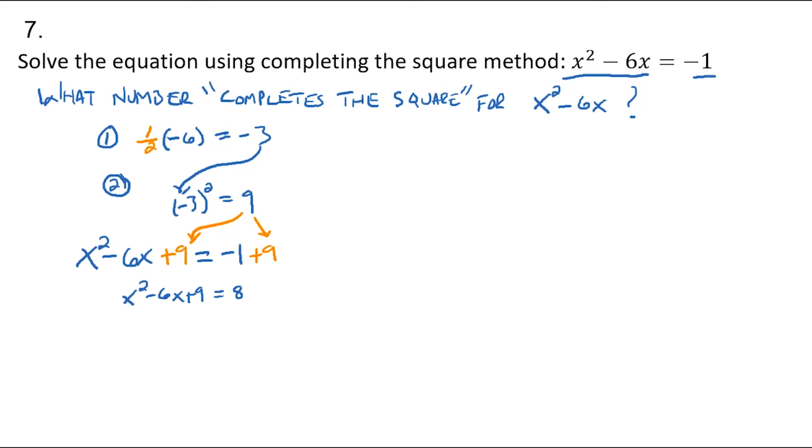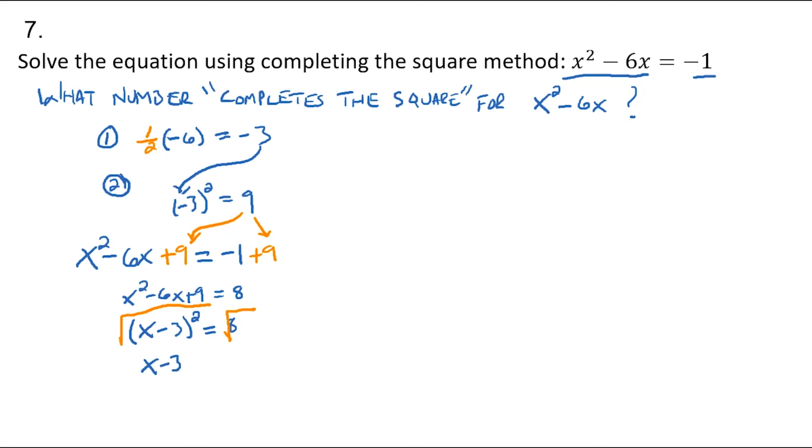On the left side, that's a perfect square trinomial, so I can factor this, where I end up with x minus 3 squared, and then on the right side it's equal to 8. So I can take the square root of both sides because I want to solve for the value of x. To get rid of this squared on the left side, I just take the square root of it. But I also got to do the same thing to the right side. So the result is x minus 3.